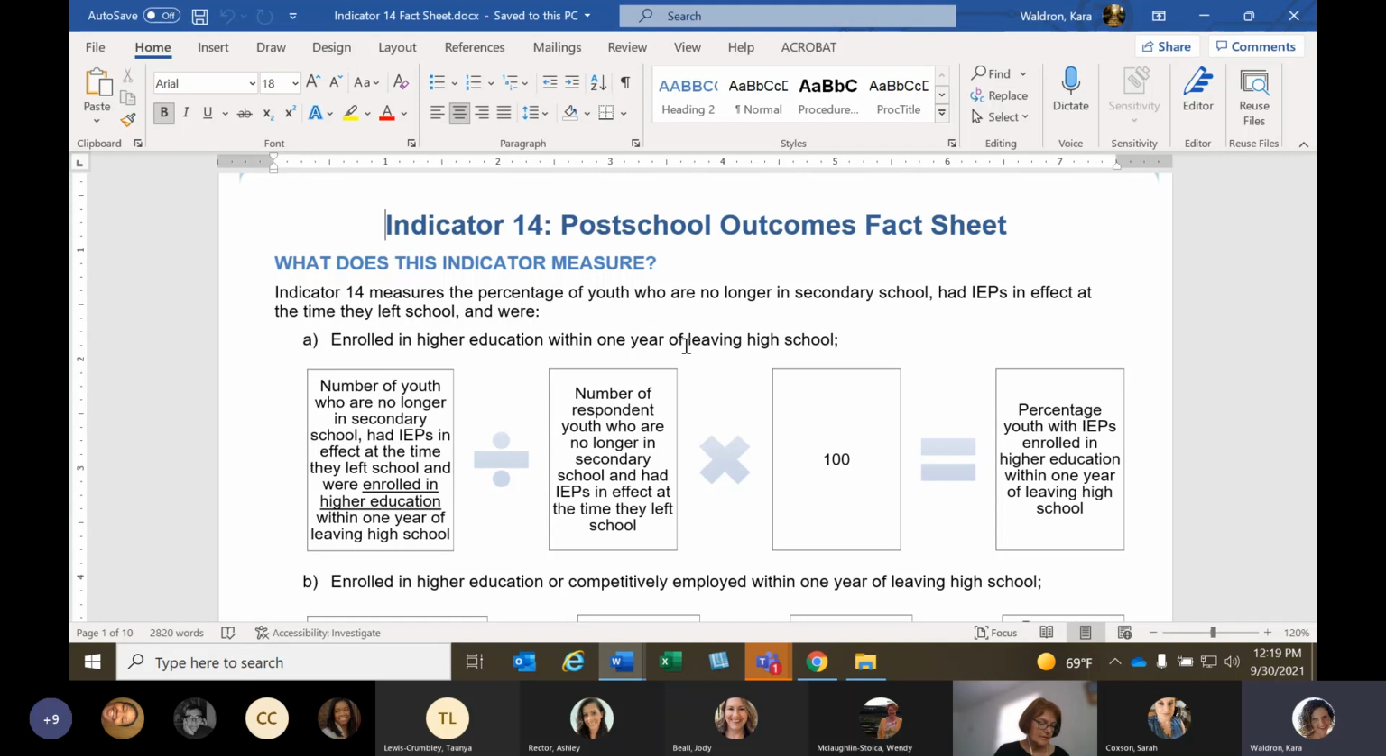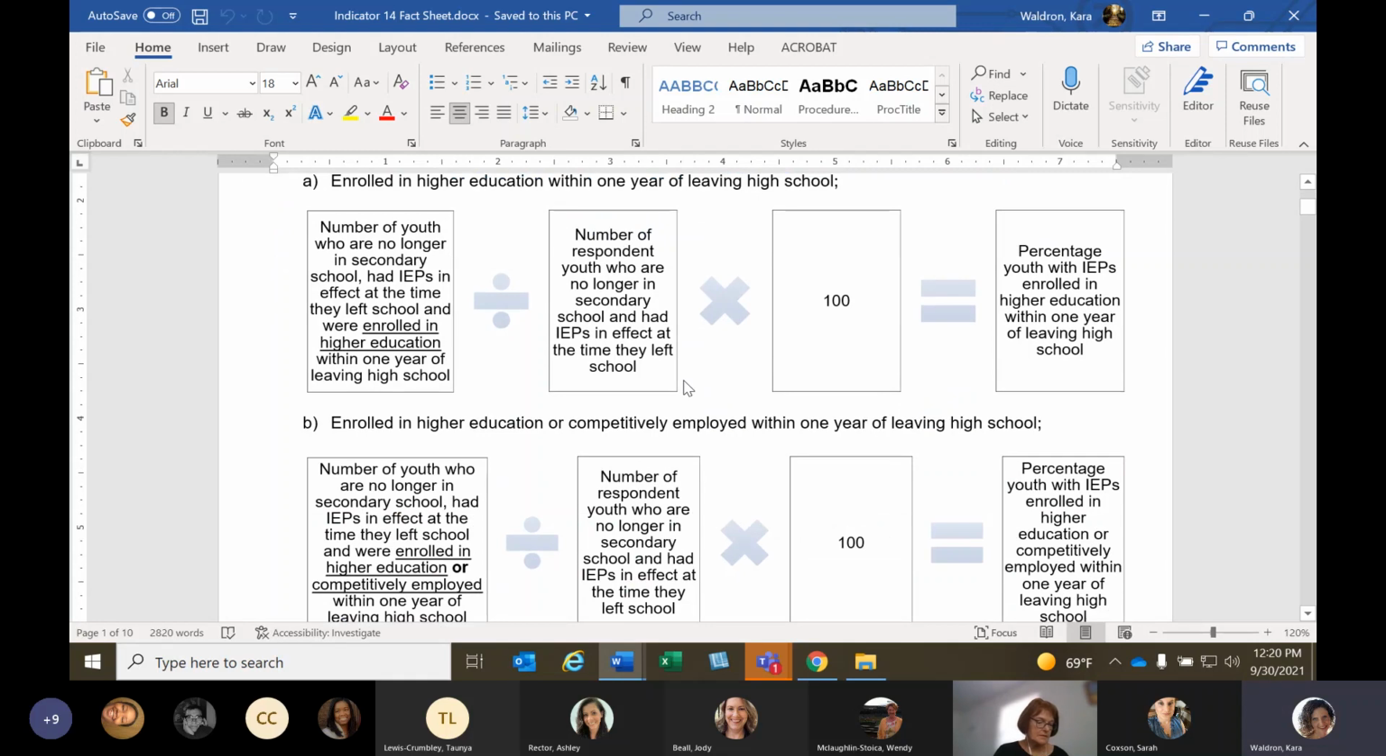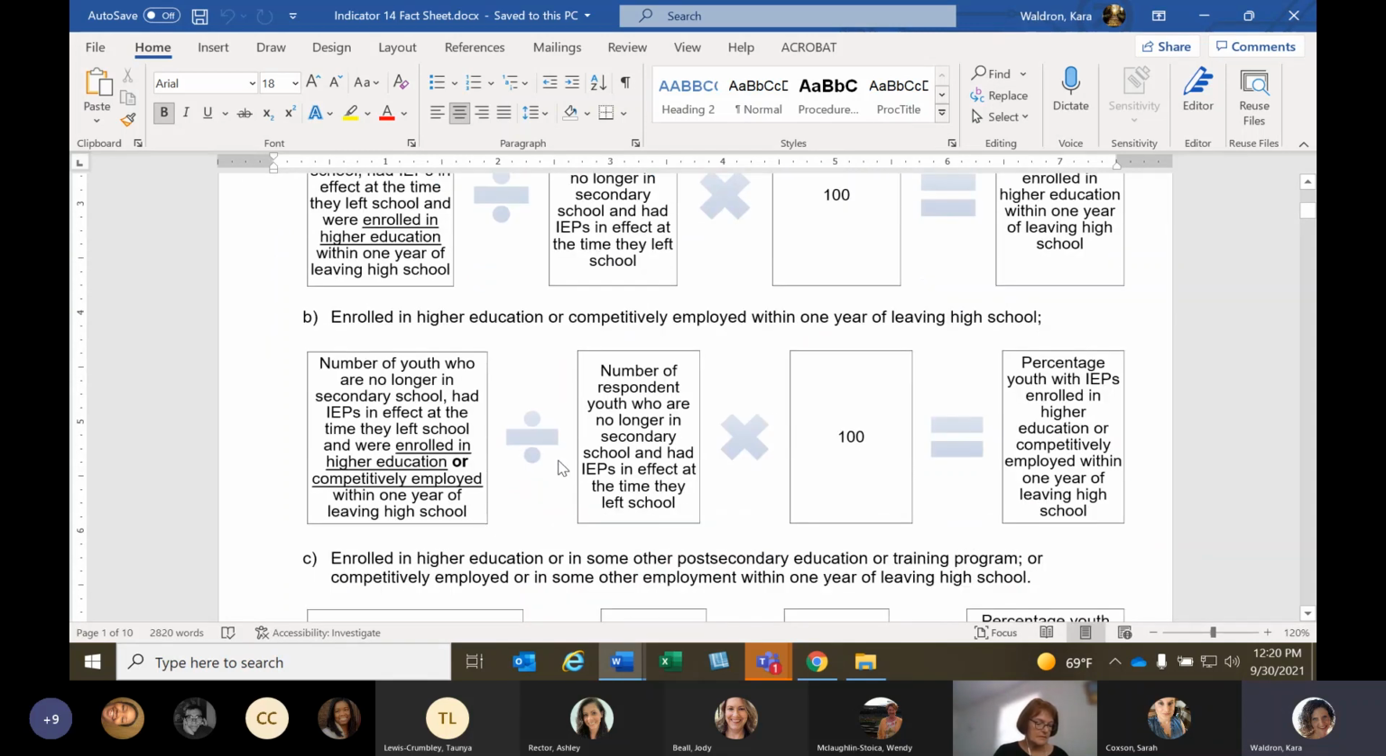So that's 14A: of all the students who left high school 1 year ago, how many of them are enrolled in higher education? And then 14B keeps the same group who are enrolled in higher education and then adds to it how many of them are competitively employed. So it's an or. So we add 14A, and then we add competitively employed to them, and that's how we have 14B. They're either enrolled in higher ed or competitively employed in 14B.